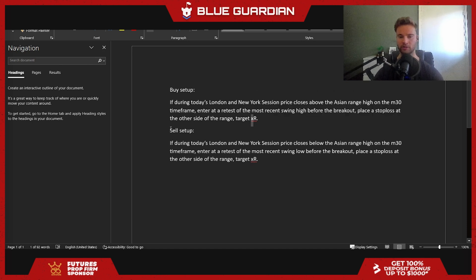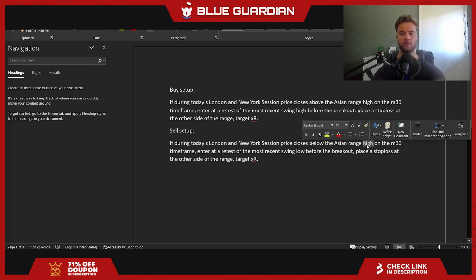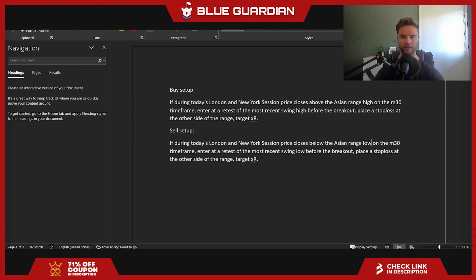The sell setup is the opposite way. So if during today's London and New York session price closes below the Asian range low on the M30 time frame, enter at a retest of the most recent swing low before the breakout and place a stop at the other side of the range, target XR.